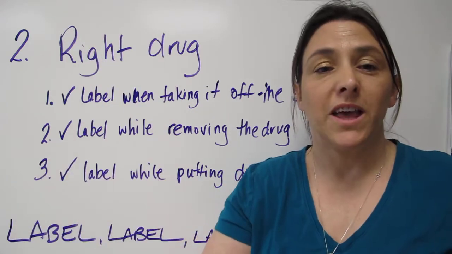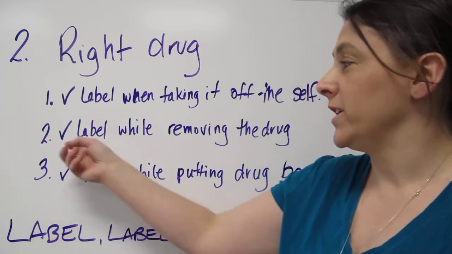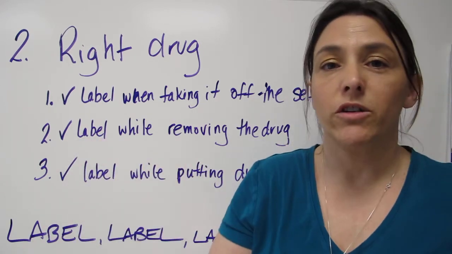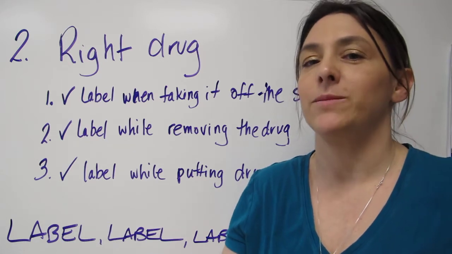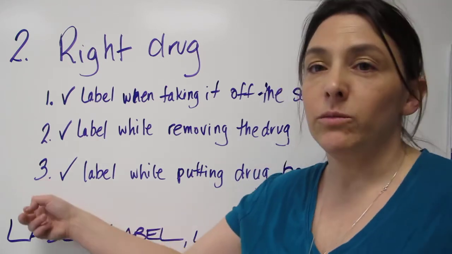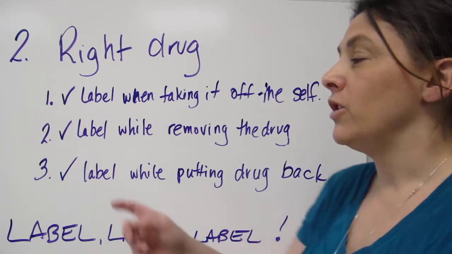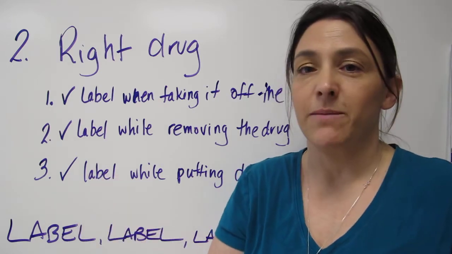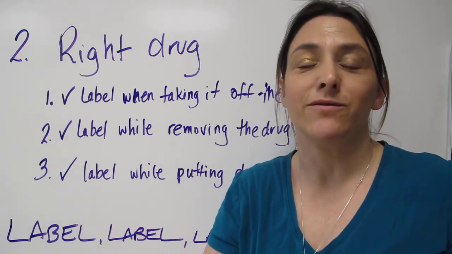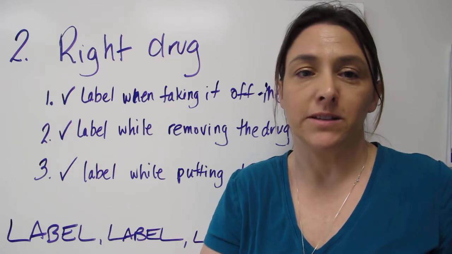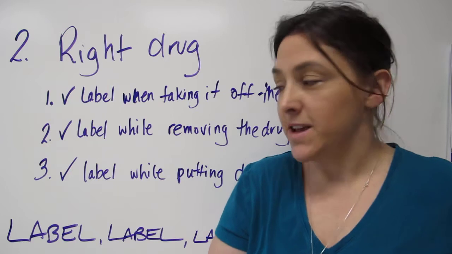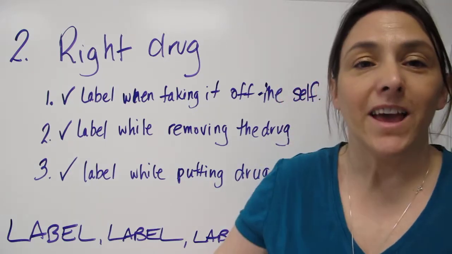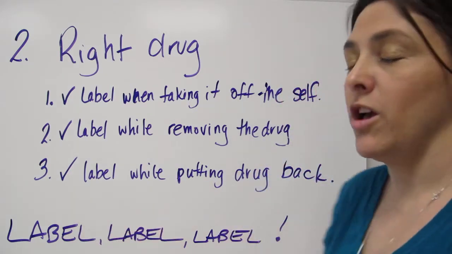When you go to count out the medication, you want to check the label again while you're counting out the medication. It still should say 500 milligrams of cephalexin. And then when you put the drug back, you want to check the label a 3rd time to make sure that it still says 500 milligrams of cephalexin. It's very important that you check labels. Mistakes can happen. Label, label, label.